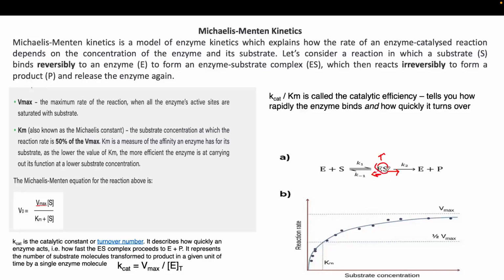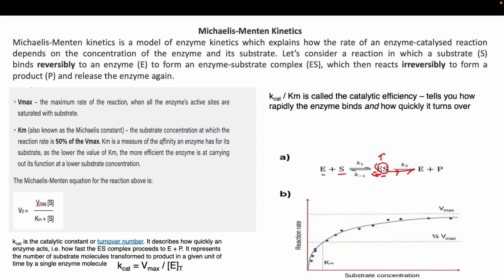Once this enzyme-substrate complex is formed, it reacts irreversibly to form a product and release the enzyme again. Once it is converted into the product, it can't be reversed back to form an ES complex. It is an irreversible process. But the ES complex can dissociate, and it can form the free enzyme as well as the free substrate. So this is how the enzymatic reaction works.